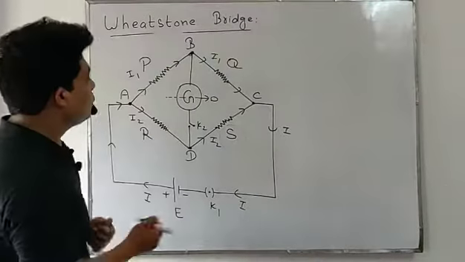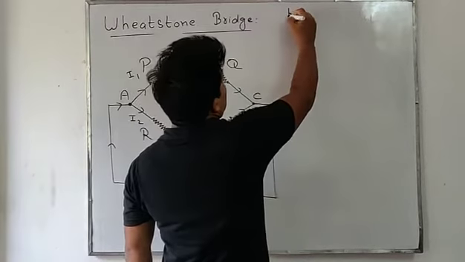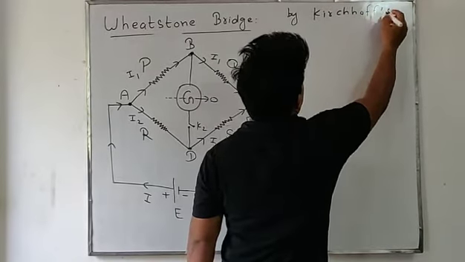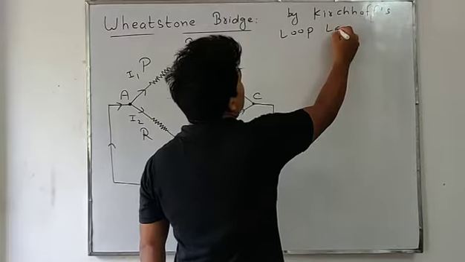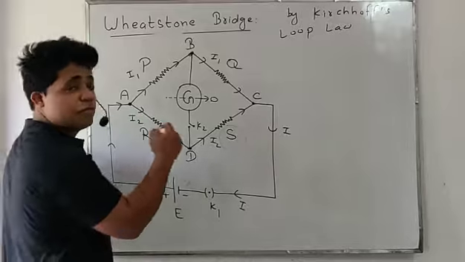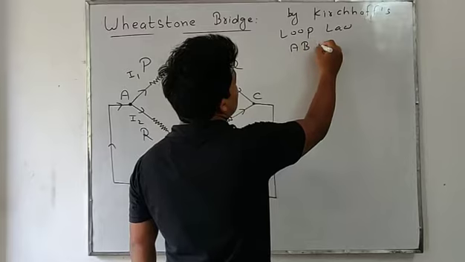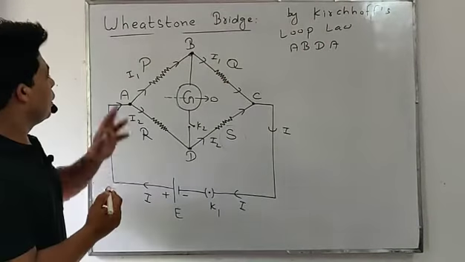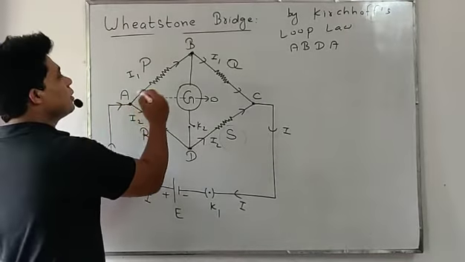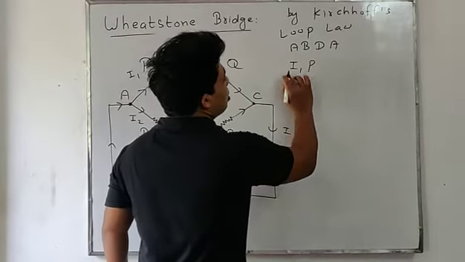Now students, I am going to apply Kirchhoff's second law, which is also called the loop law, that is also said to be the voltage law. We did it before. So in which loop? In loop A, B, D, A. So let's start with A. When we move from that side, the first resistance that comes is P and its current is I1. So I1 P.